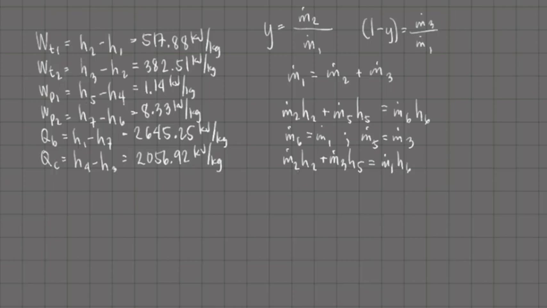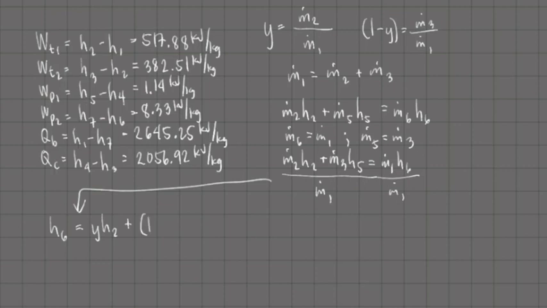If we divide both sides by the mass flow rate of stream 1, we will get H6 is equal to M2 over M1, which is equal to Y. So that is Y H2 plus M3 over M1, which is equal to 1 minus Y. This becomes 1 minus Y times H5. This resulting equation is now a function of Y and enthalpies. This tells us that we can already determine the value of Y or the fraction of flow diverted into the open feed water heater just by determining the values of the enthalpies of stream 2, 5, and 6.